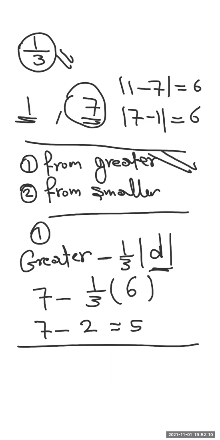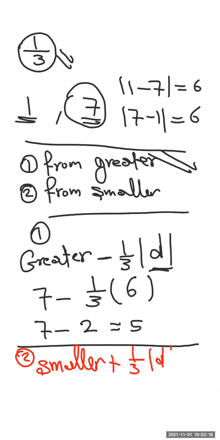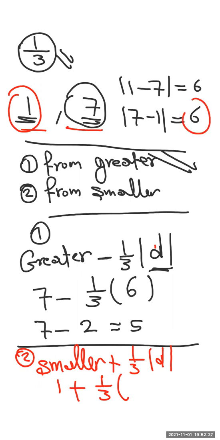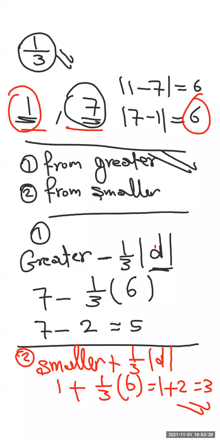But from the side of the smaller, we have to use the second rule: smaller plus 1/3 absolute value of the distance. The smaller number, 1 or 7, actually 1. So 1 plus 1/3 times the distance, which we said is 6. So 1 plus 2, which is equal to 3. That's it. Okay, the next question.